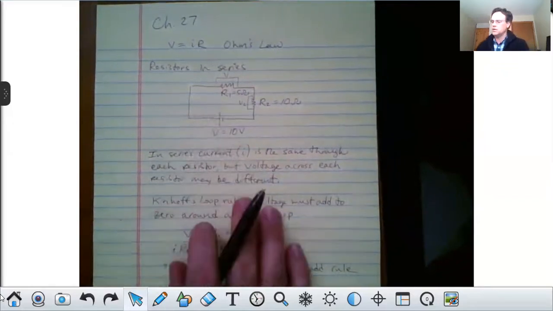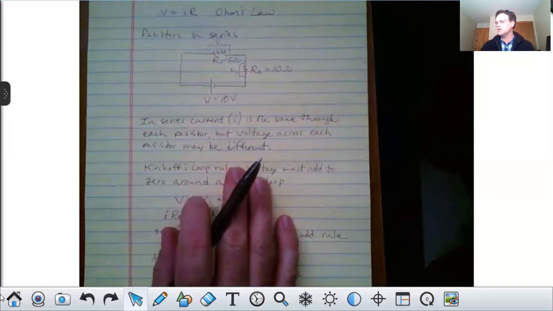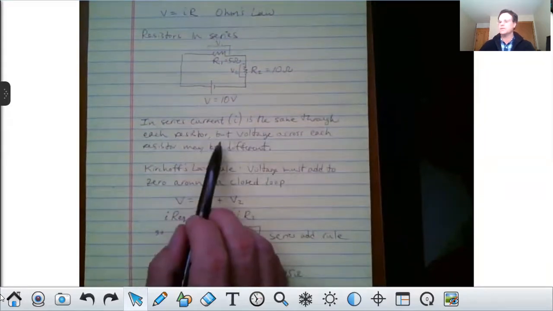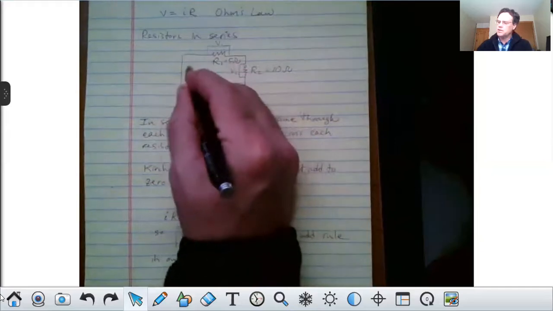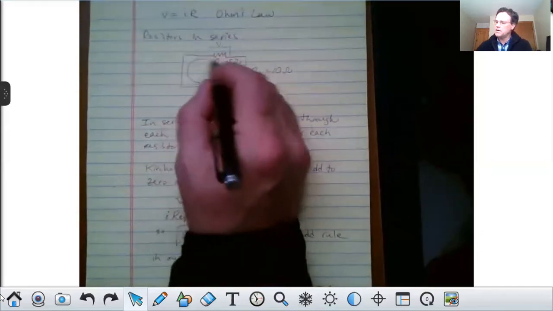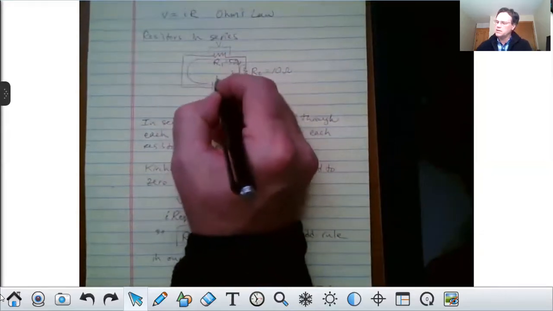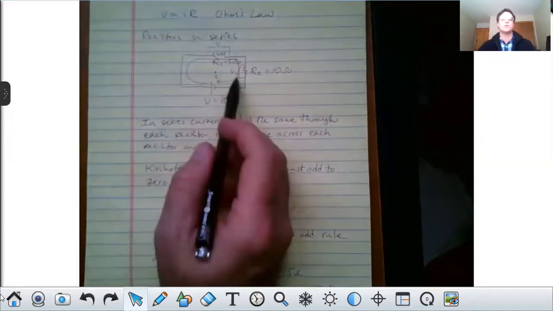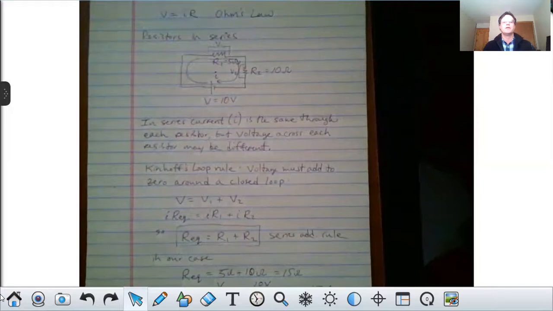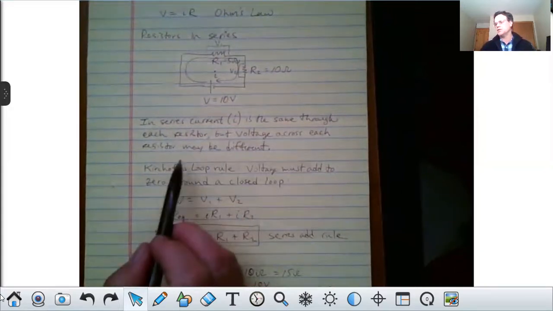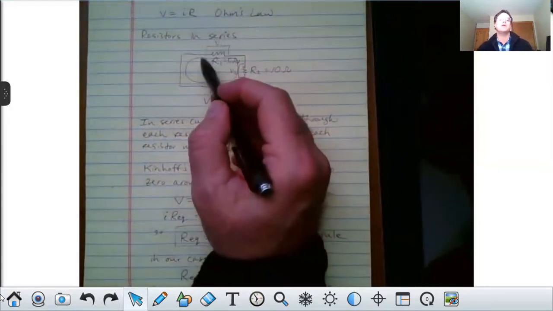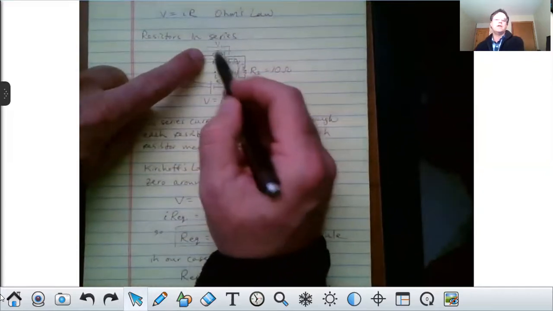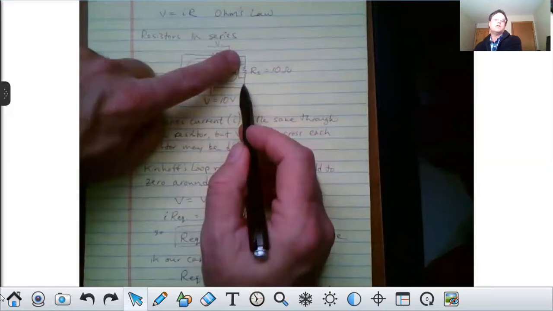So first thing you'll notice possibly is that in a series circuit like this, the current, I, is the same through each resistor. So there's only one current in the circuit, and it goes all the way around. I'm just going to call it I. It's everywhere in the circuit, all the way around it, through the battery and through both resistors, and it's the same value. But the voltage across each resistor may be different. So if I took a voltmeter and I put my probes on each side of the resistor, I might get a V1 for the resistor 1 and a V2 for the resistor 2.